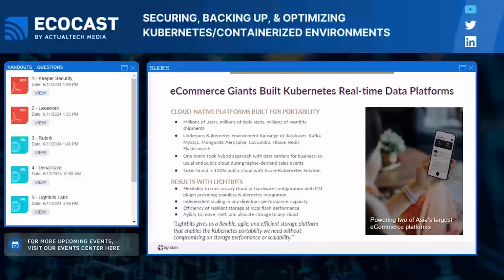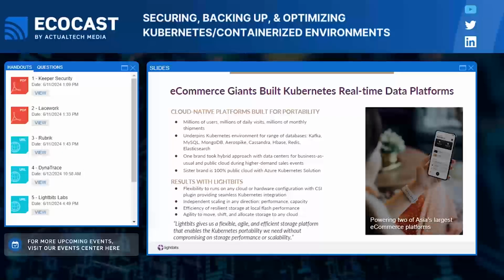So some examples of customers that we've helped already: a huge e-commerce giant who built their Kubernetes environment on Lightbits. They have millions of users with millions of daily visits and millions of monthly shipments they have to track. Lightbits underpins this entire environment with a range of workloads: Kafka, MySQL, MongoDB, Aerospike, Cassandra, HBase, Redis, Elasticsearch. I'm sure all of these are applications that you run in your Kubernetes environment today.